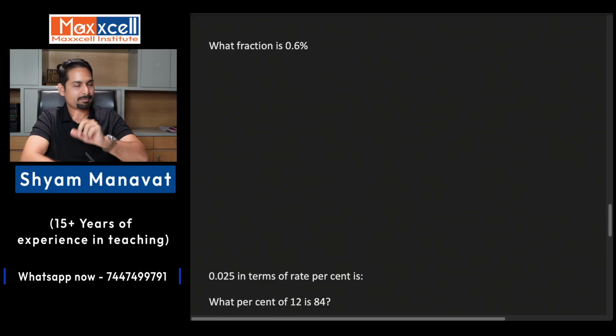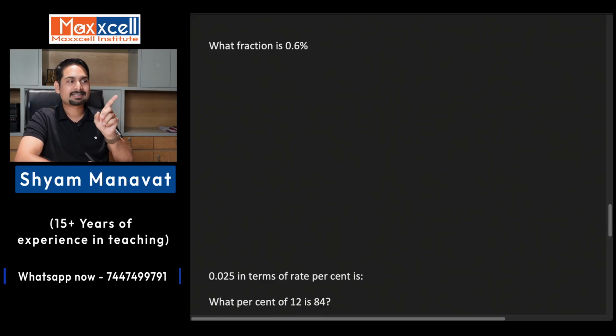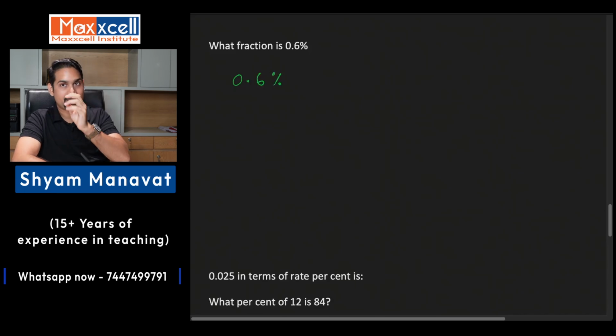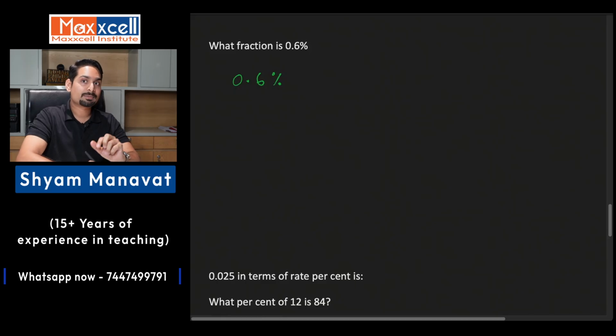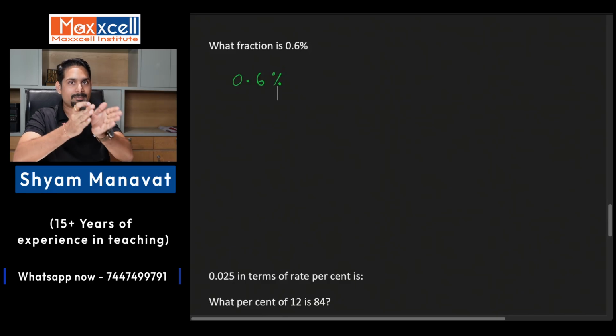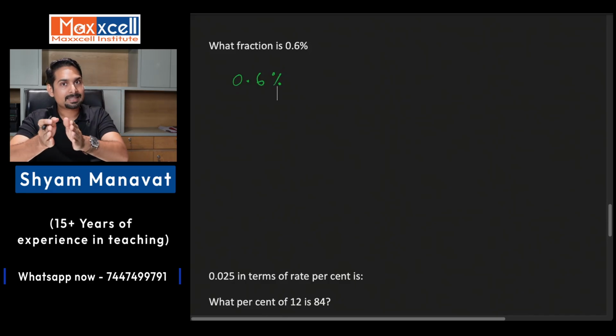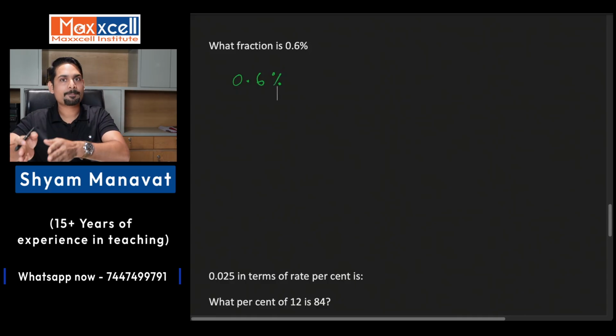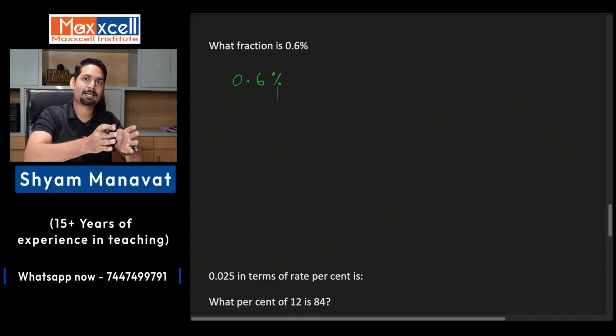Okay, next question, what percentage is 0.6? Or sorry, my bad, read again. What fraction is 0.6 percentage? Okay, let's see. So as of now we have seen that if you want to convert into percentage, we multiply by 100, correct? Go reverse. If we have to remove the percentage sign, then obviously we will divide by 100. Convert into percentage, multiply by 100. Remove percentage, divide by 100.